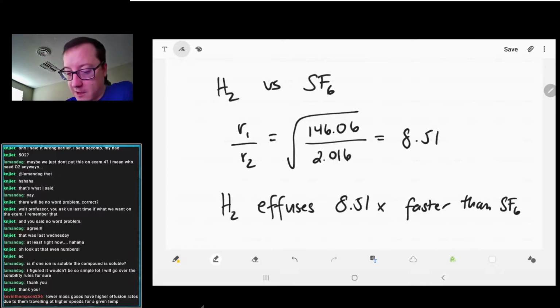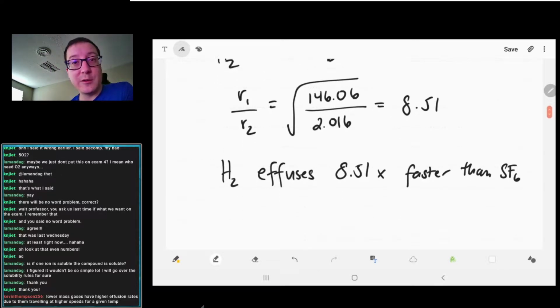So if you were to have a balloon filled with each of these gases, the hydrogen balloon would deflate 8.5 times faster than the other one. And this is true. If you see a balloon of SF6, that thing just sticks around forever. It's a very slow-moving gas, so the balloon will stay inflated for a very long time. Fun fact, that balloon is also really, really dense. The balloon will feel heavy.